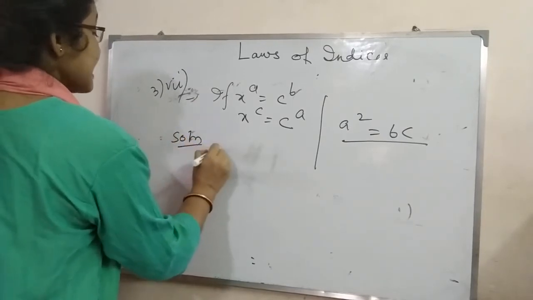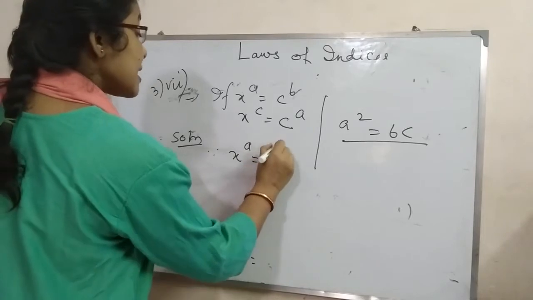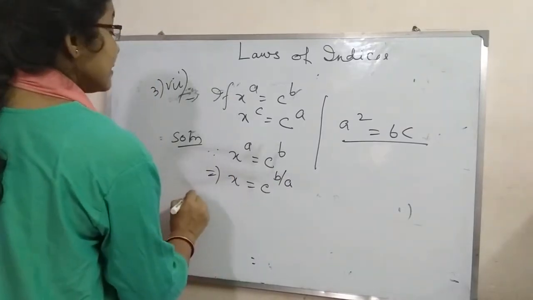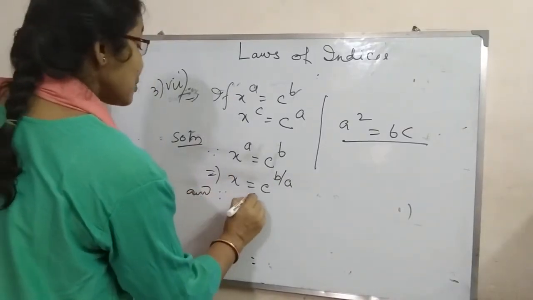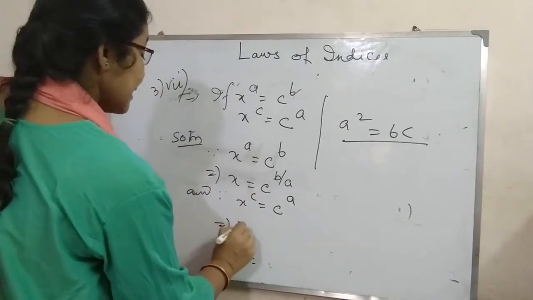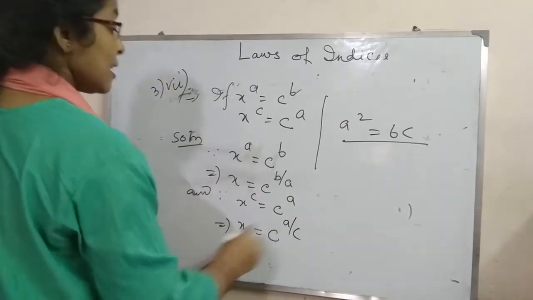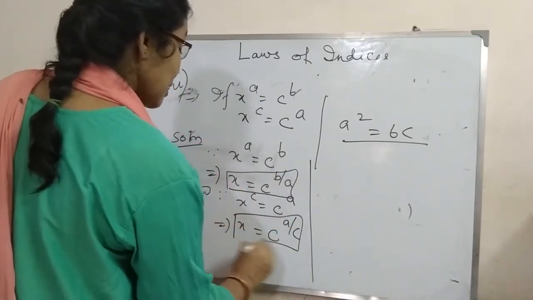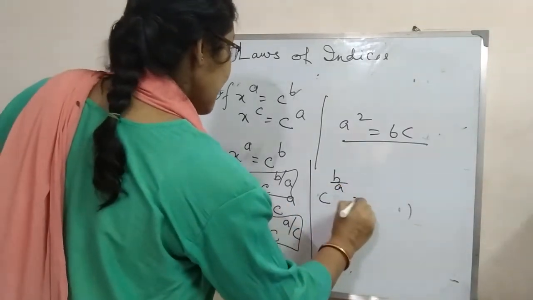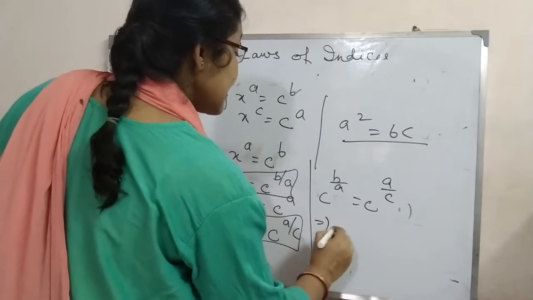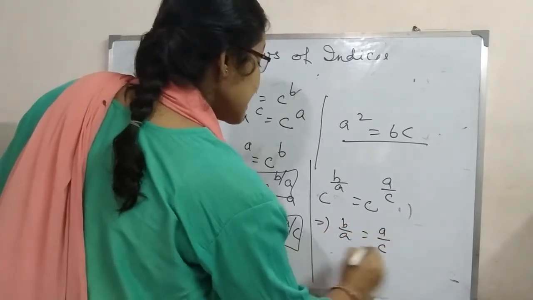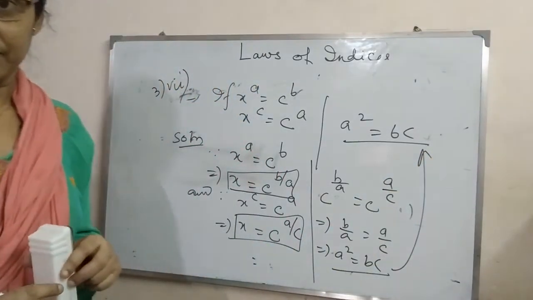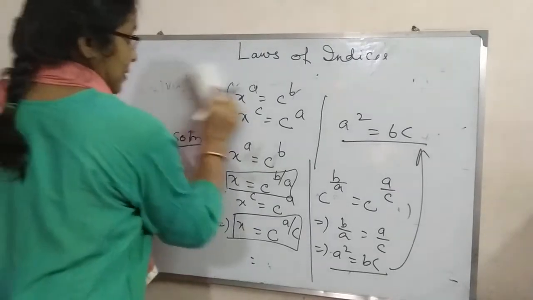Solution: since x to the power a equal to c to the power b, that is x equal to c to the power b by a, and since x to the power c equal to c to the power a, that is x equal to c to the power a by c. So I can write here x equal to this and here x equal to this. So c to the power b by a equal to c to the power a by c, that is b by a equal to a by c. So a square equal to bc, and the answer is coming. Answer is proved. This is sum number 7.